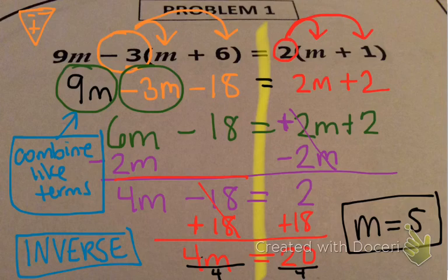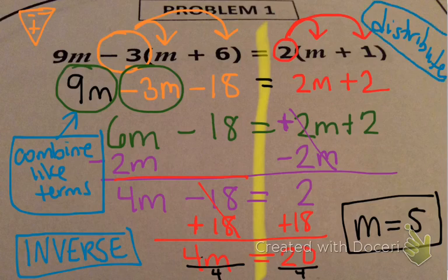And the last vocabulary word is distribute. That's how we get rid of parentheses.